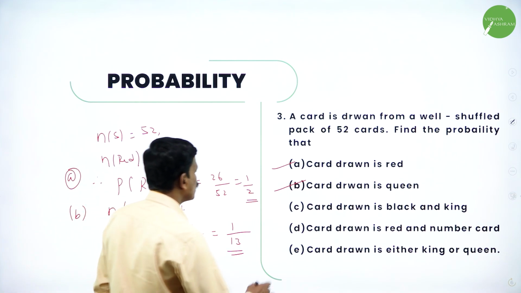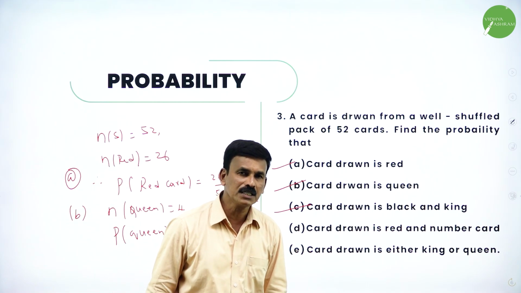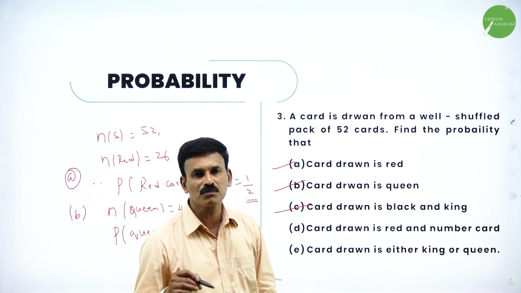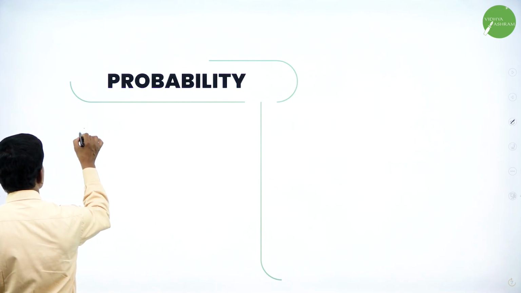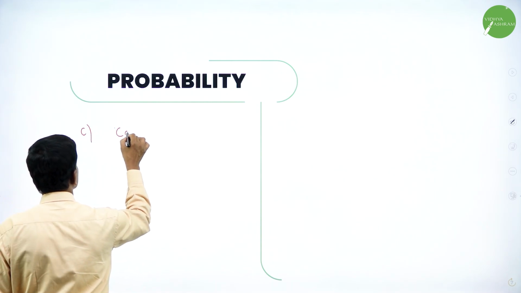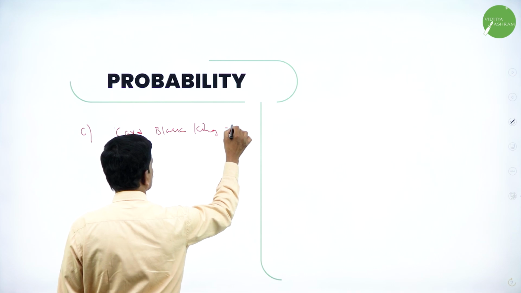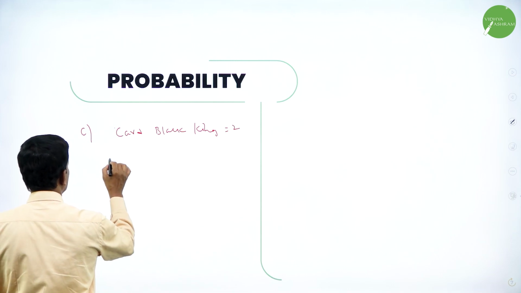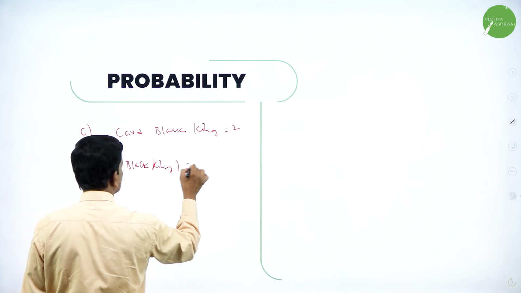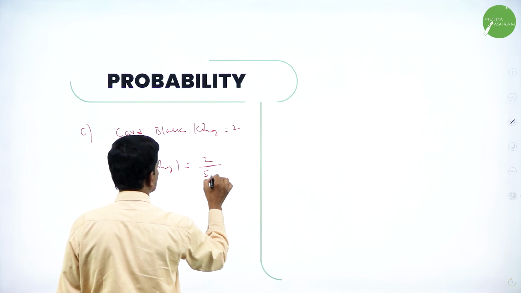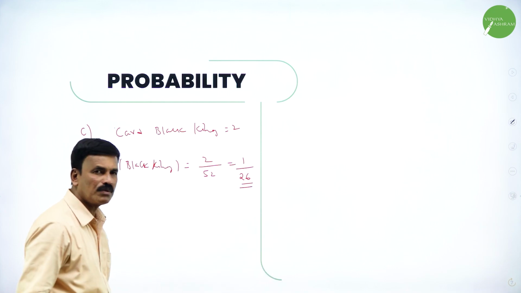Now the third one, the card drawn is black and a king. The black king cards are nothing but 2 cards. So the probability of black and king is 2 divided by 52, that's nothing but 1 by 26.